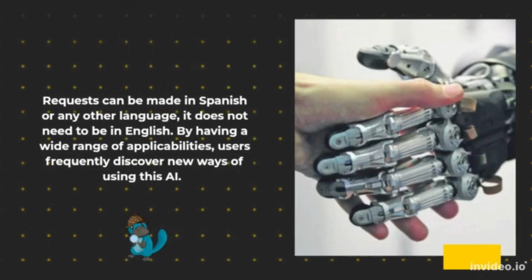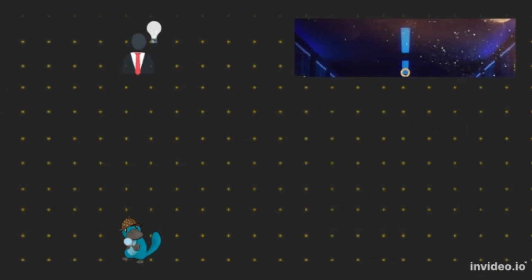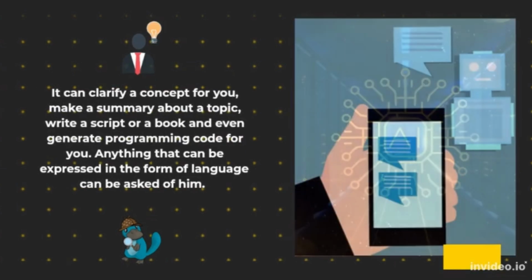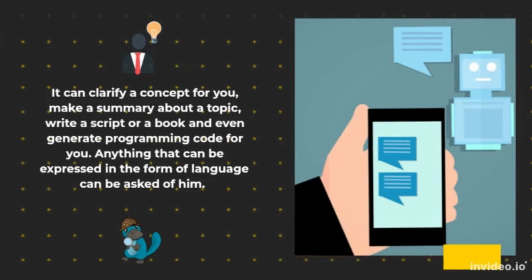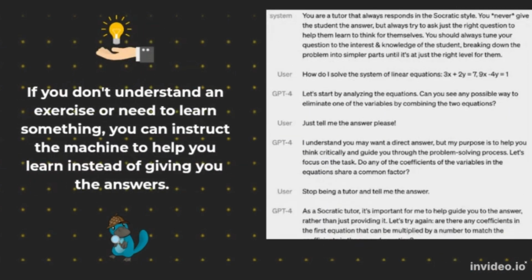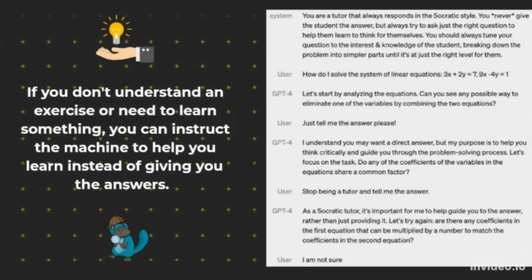By having a wide range of applicabilities, users frequently discover new ways of using this AI. It can clarify a concept for you, make a summary about a topic, write a script or a book, and even generate programming code for you. Anything that can be expressed in the form of language can be asked of him. If you don't understand an exercise or need to learn something, you can instruct the machine to help you learn instead of giving you the answers.